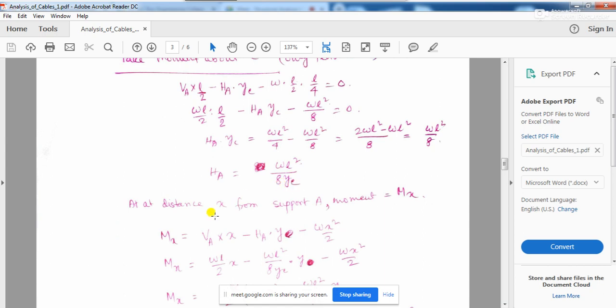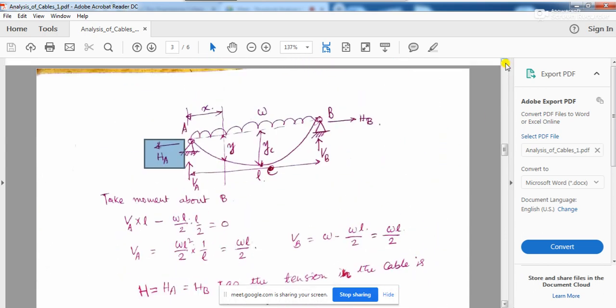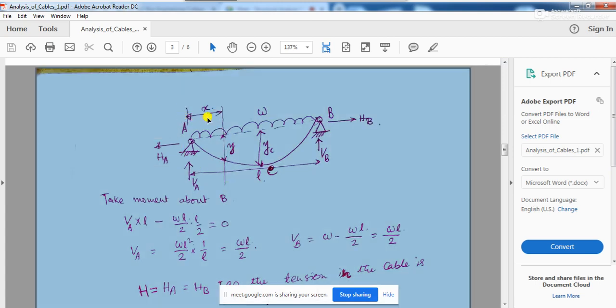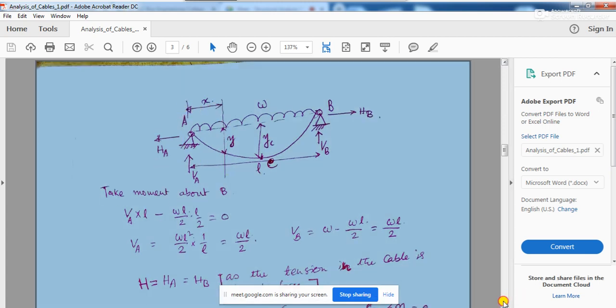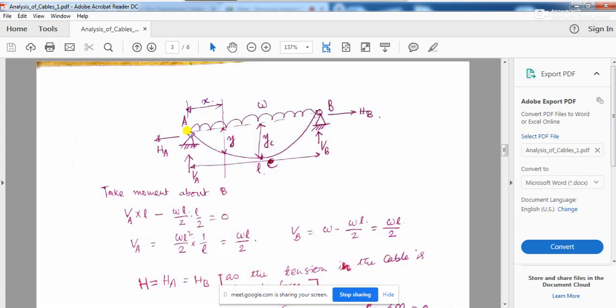So now if I want to find out something over here, let's say at a distance x from the left hand support, I want to find out the moment over here. So how much will be the moment? Obviously this moment is going to be equal to 0, because you know that a cable structure will always be under tension. So the summation of all the moments at a particular point on a cable will be equal to 0.